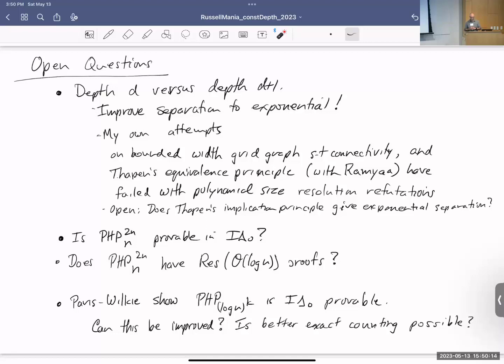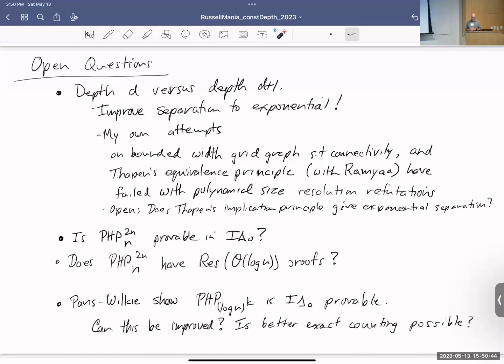Okay. Other open questions. What about the weak pigeonhole principle in I-delta-naught? Long-standing open question. If that was shown to have proofs in I-delta-naught, then I-delta-naught could prove the existence of infinitely many primes, I should say arbitrarily large primes. Does it have Res(order log n) proofs of polynomial size? I think that's open. I think so.